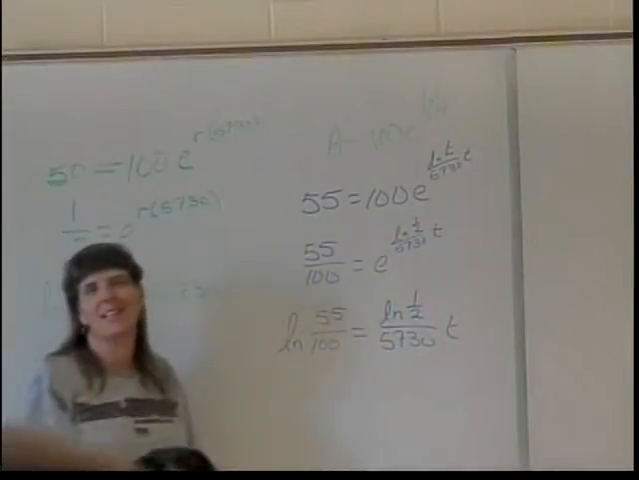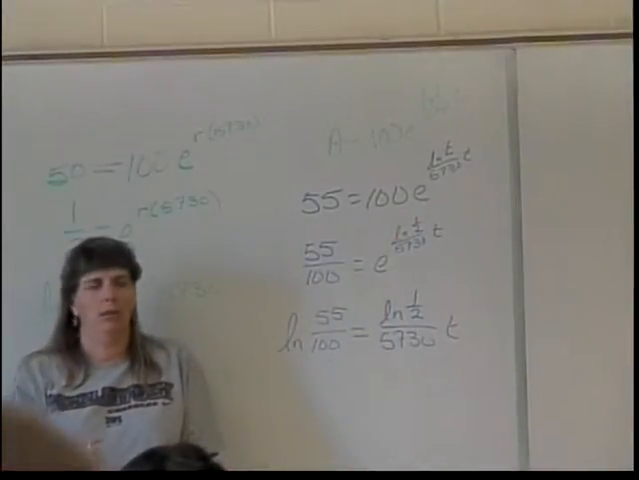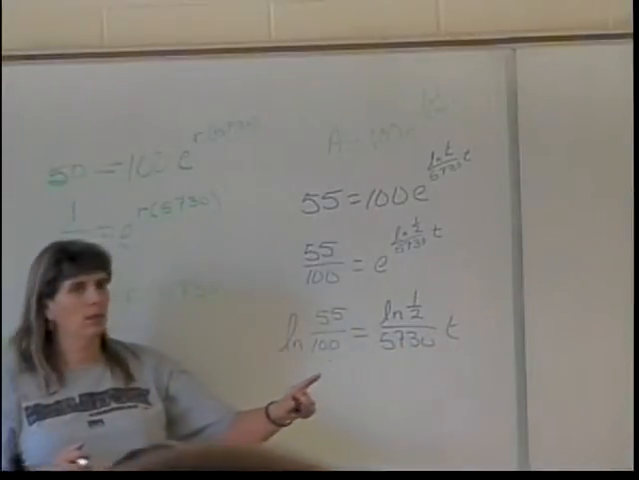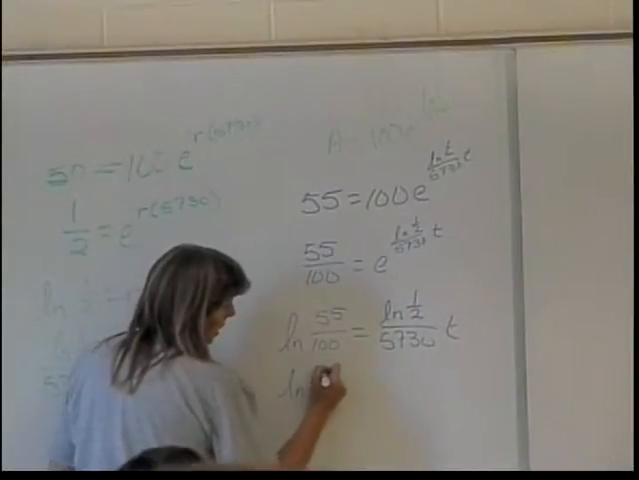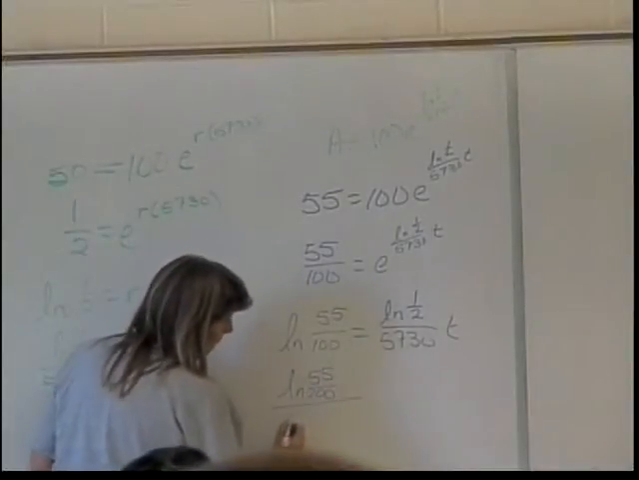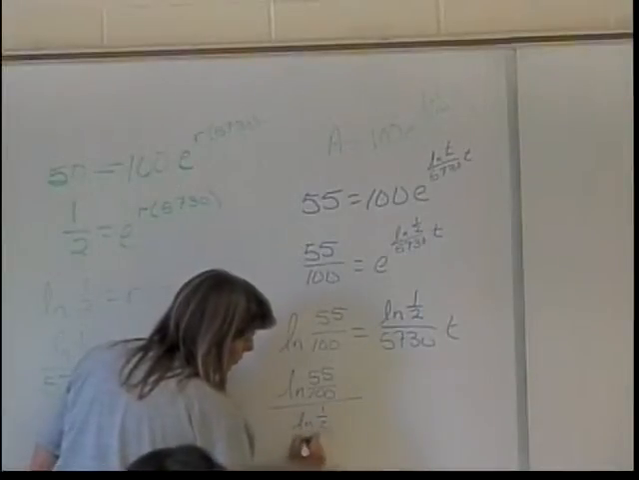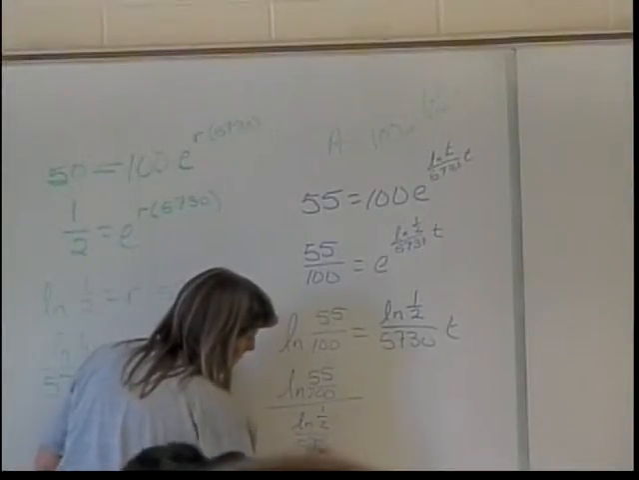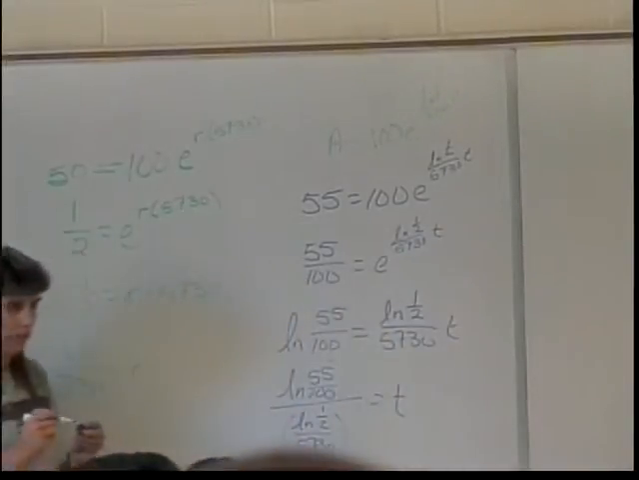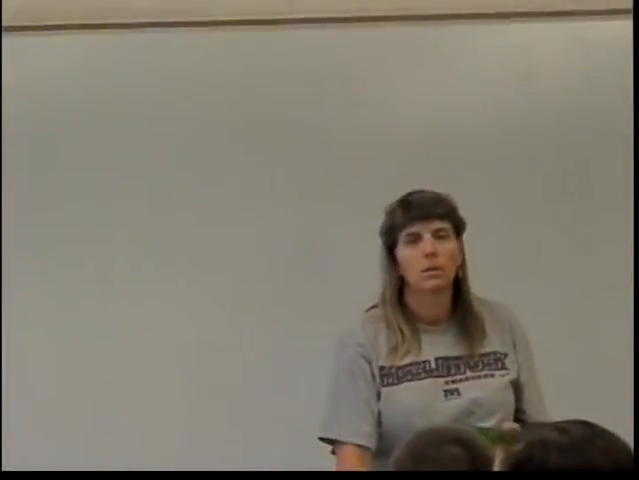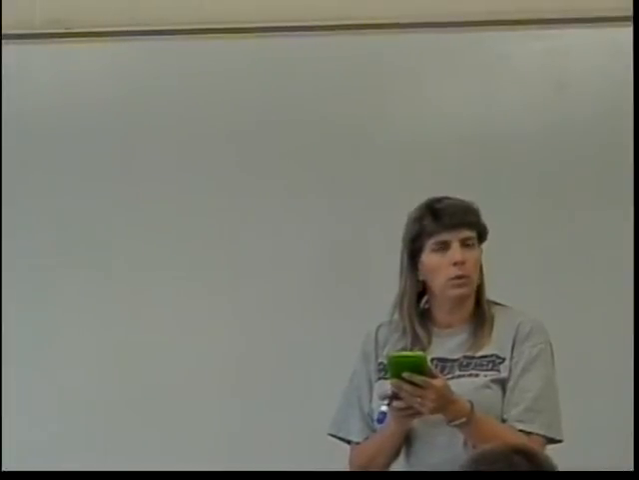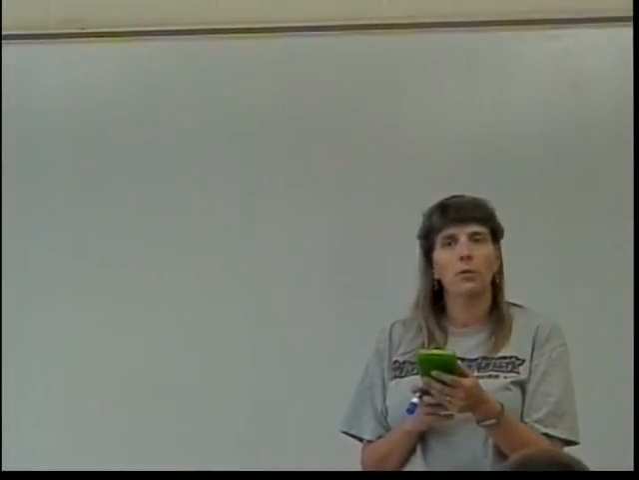It's this exponent. Yes, that exponent has a natural log in it, but that's okay. So now how do I solve for t? Divide by this mess. So what I'm going to have is the natural log of 55 over 100 divided by the natural log of 1/2 over 5,730 is equal to t. And if you pull out your calculator, you can find out what that is. You got 4,942 point some odd years? Everybody agree with that?